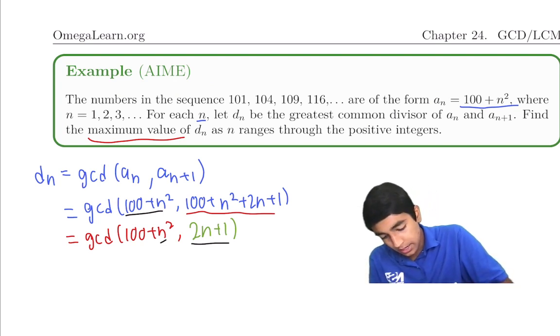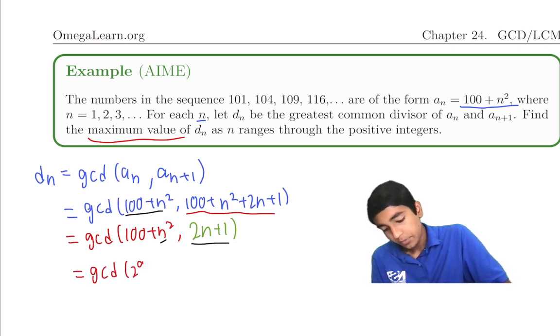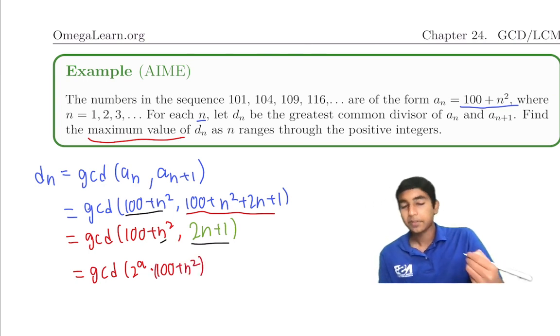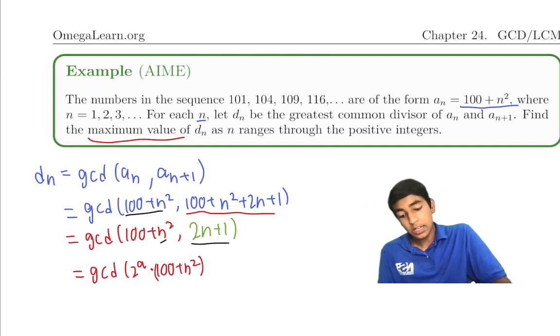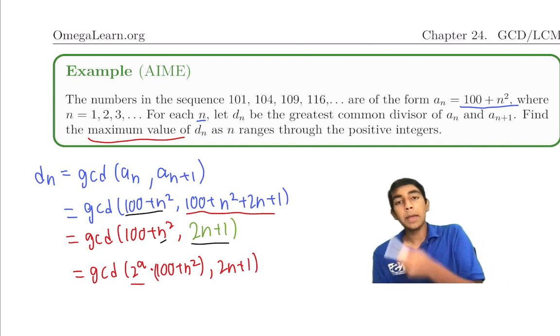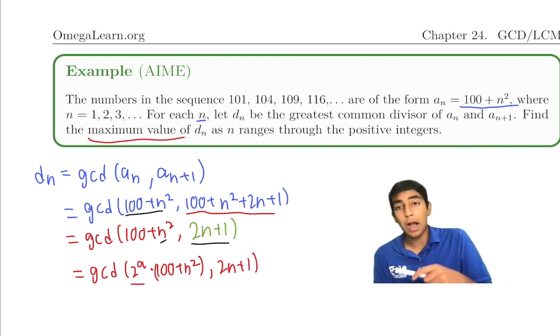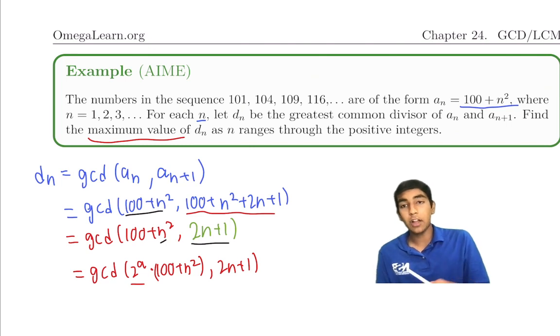Why won't it change the GCD? Well, GCD of, let's say, 2 to the a times 100 plus n squared, something like that. It wouldn't change the GCD because having 2 to the a in one term does not make any of these 2 to the powers part of the common factors of both terms over there.